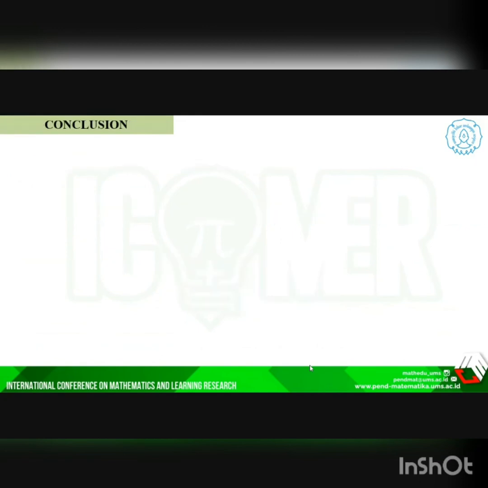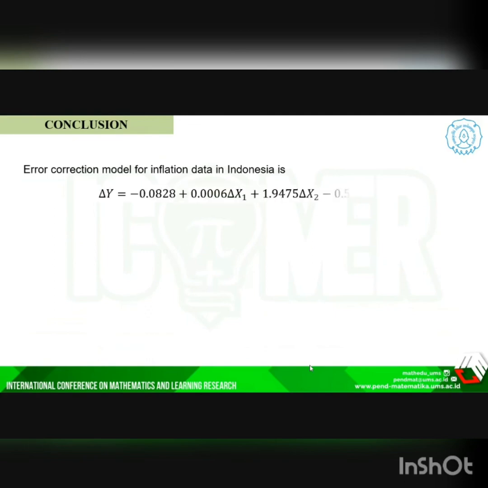Conclusion. Based on the result and discussion, it is concluded that the error correction model for inflation data in Indonesia is as shown on the slide. From this equation, we know that the rupiah's exchange rate against US dollar has no significant effect on change in inflation in Indonesia in the first quarter of 2008 until the first quarter of 2019. While the interest rates have a significant effect on change in inflation in Indonesia.